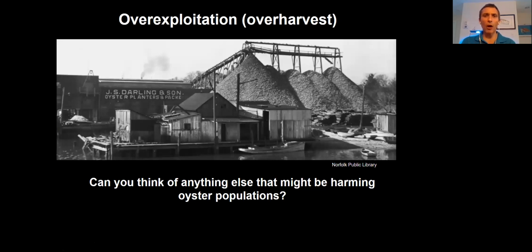So obviously overharvest has been a big issue, especially in areas where commercial harvest has been established for a long time. I'm thinking places like Chesapeake Bay. But what else do you think might be harming oyster populations? Do you guys have any thoughts on what else may be damaging oysters here in Florida as well as globally? What do you guys think? Some of them are obvious. Some of them are less obvious.